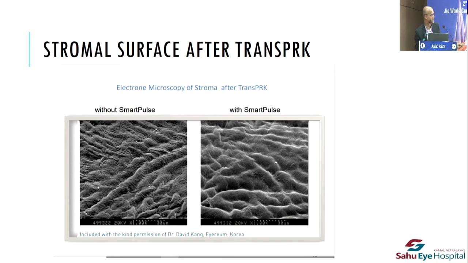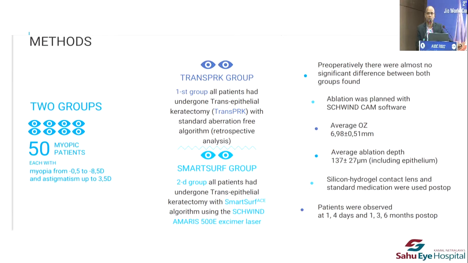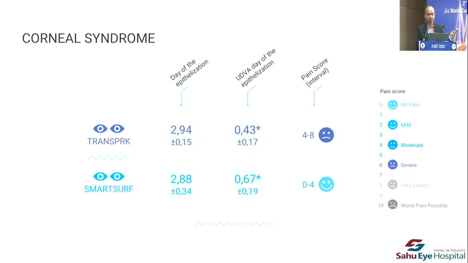So here you have two images, one without the smart pulse, and the other with the smart pulse, and you can see in this electron microscopy picture that the surface appears smoother. It also reduces the roughness by around 60%. Now, what does this mean? In one of the studies, they looked at around 50 patients and divided them in two groups, the classical trans-PRK and the smart surface group. They looked at the day of epithelialization, the uncorrected distance visual acuity on the day of epithelialization, and the pain score.